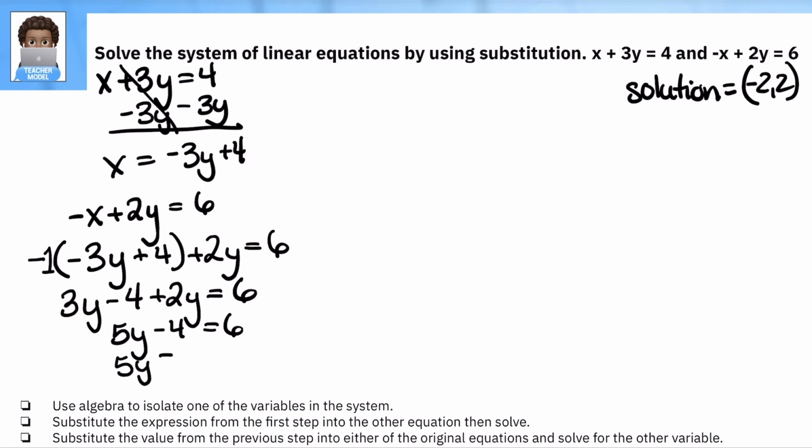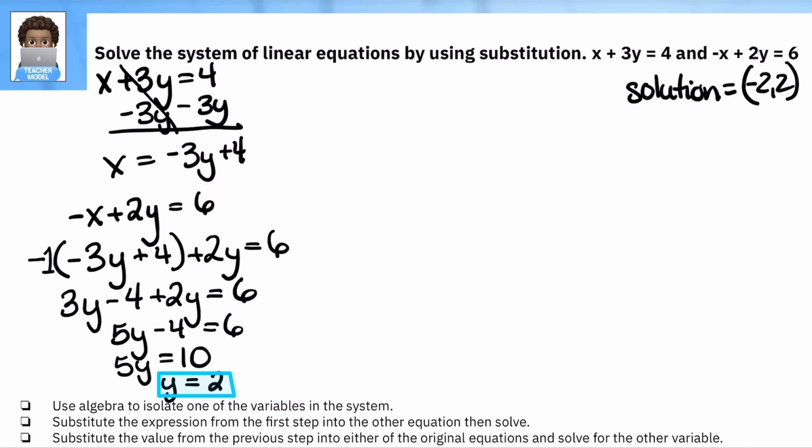5y, add 4 to both sides, equals 10. And I can solve this. Y is equal to, I'm dividing both sides by 5. 10 divided by 5 is 2. So you notice I'm starting to compact some steps just because of space, but normally I would write out all those different parts. But at least I know y is equal to 2.